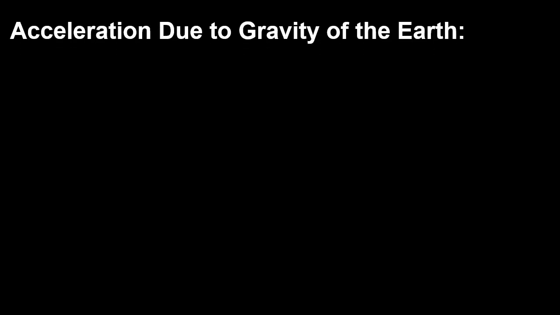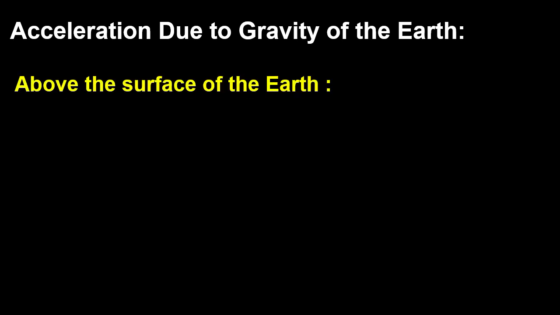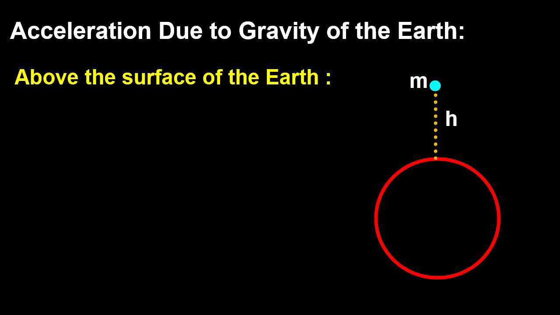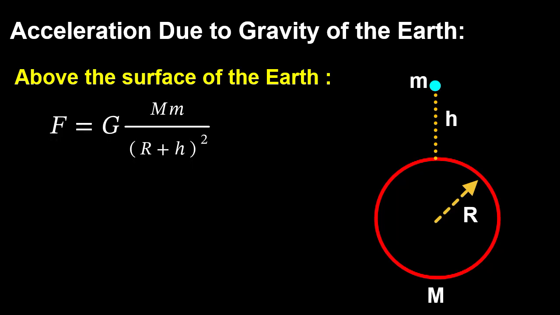Acceleration due to gravity of the Earth. Above the surface of the Earth, let us consider a point mass m at a height h above the surface of the Earth. Assume the radius of Earth be capital R and the mass of Earth be capital M. Now, as we know that the mass of Earth is concentrated at its center, the magnitude of force on the point mass m will be F equals G M m by (R plus h) square.